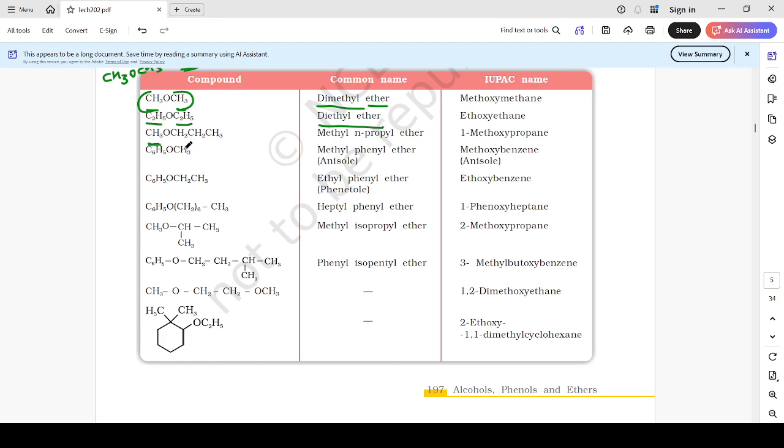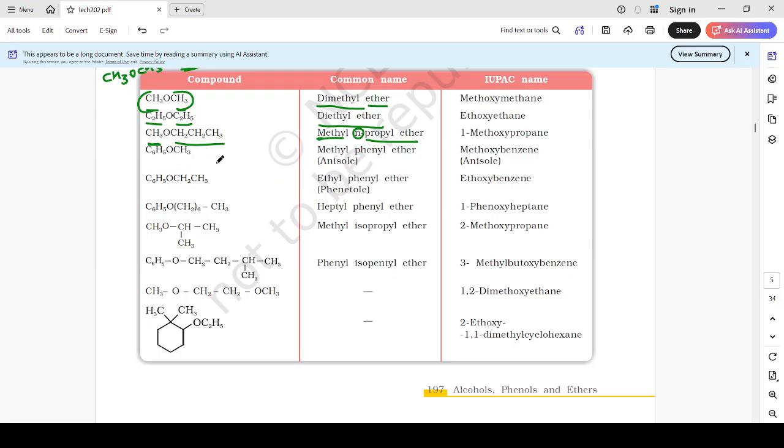Now the next one: R is CH3 while the other R is propane unit, isn't it? So I'm going to name it only with respect to the alphabetical order. M should come in front of P. So I call it methyl propyl ether. There is no need for you to introduce n and all. It can be called as methyl propyl ether itself.